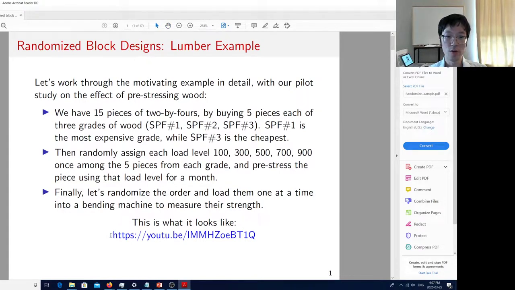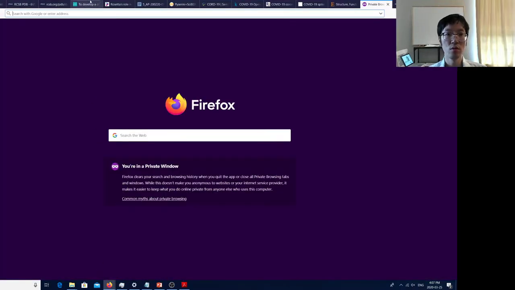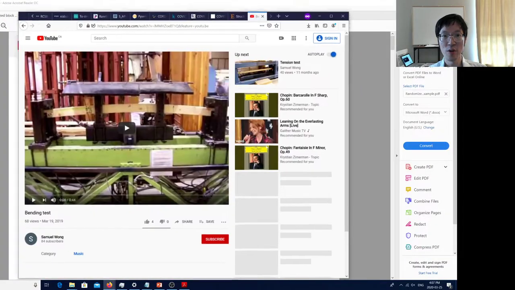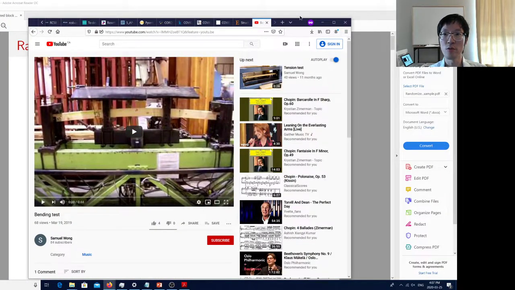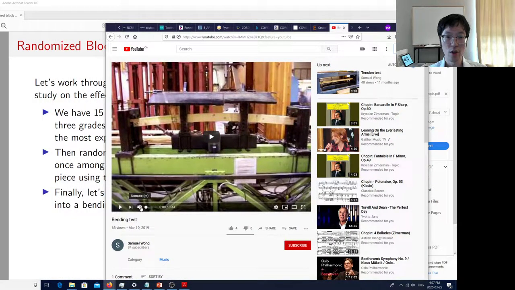Okay, so let me just pull this up in YouTube. Yes, you can see I have a lot of tabs open because I've been doing research on coronavirus. Okay, so let's pull this over, and so you can see how this measurement is actually taken at the lab.